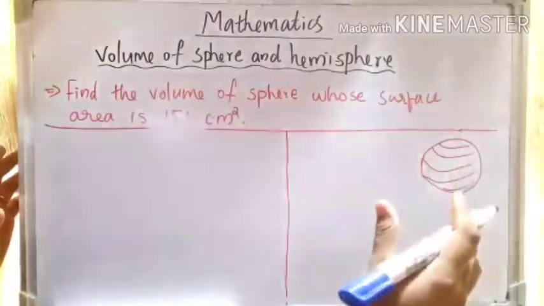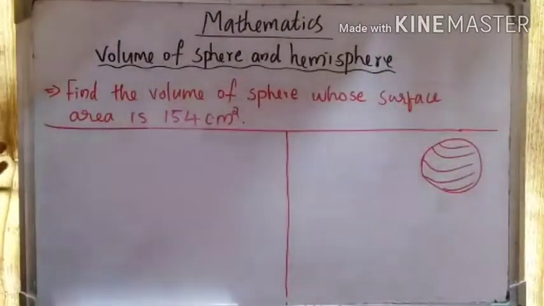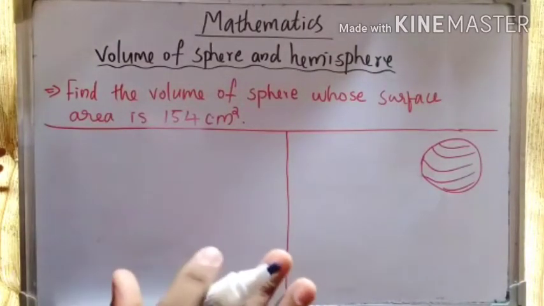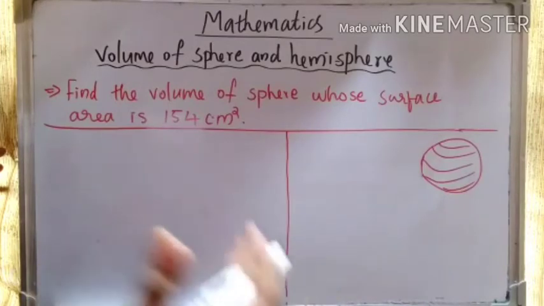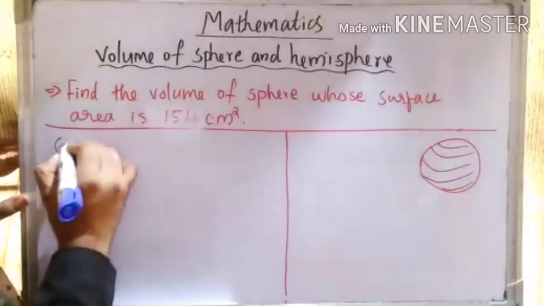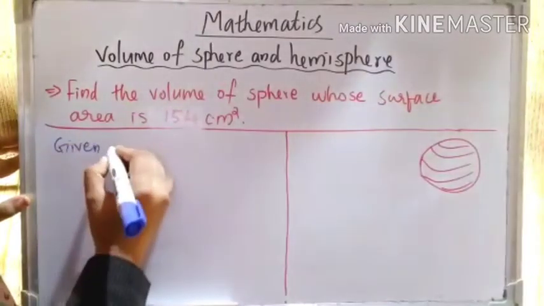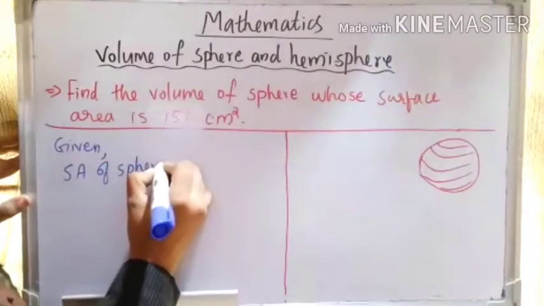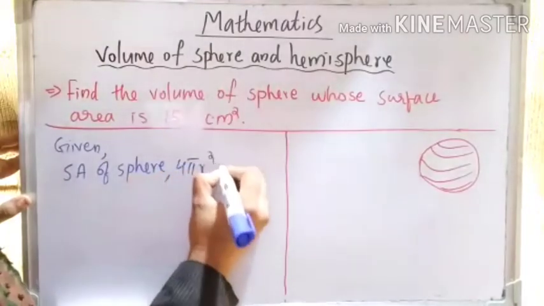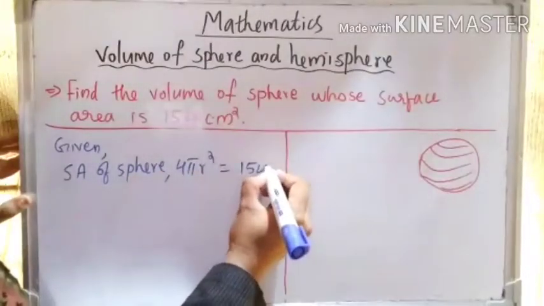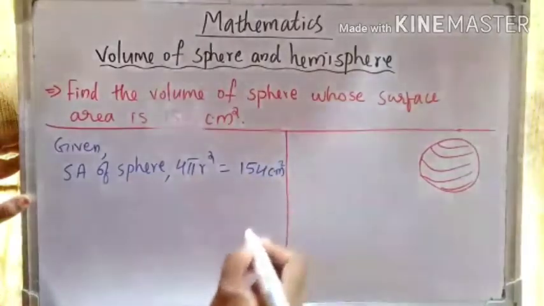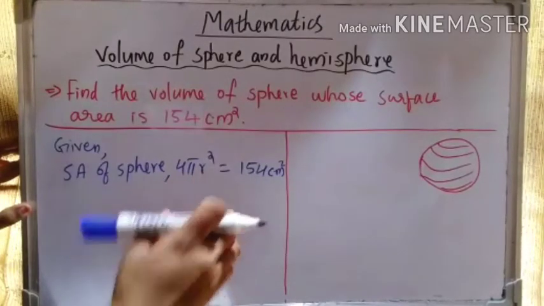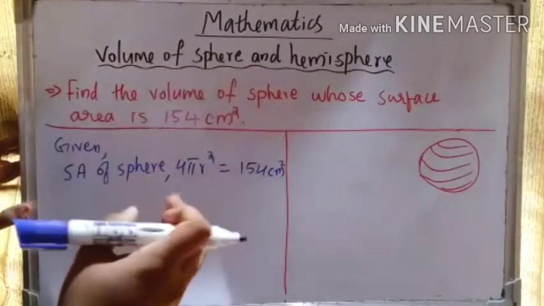Surface area is given. We know the surface area of sphere. What is the surface area of sphere? Total surface area and curved surface area for a sphere, both are same. That is 4 pi r square. So given surface area of sphere, that is 4 pi r square, is equal to 154 centimeter square. Then from this we need to find radius. When we get radius, we can find volume very easily.